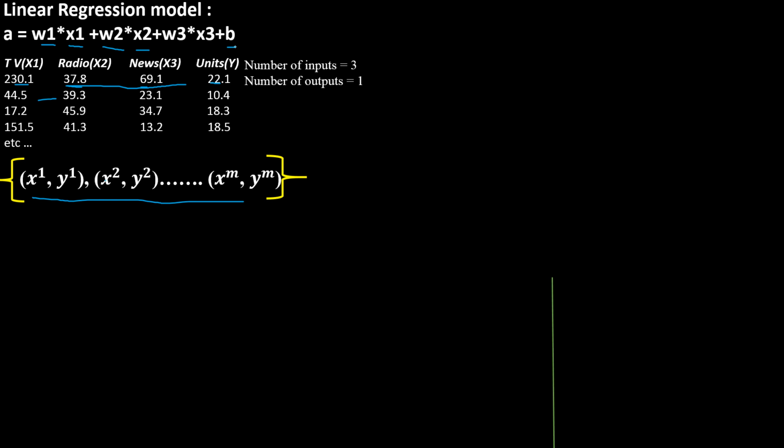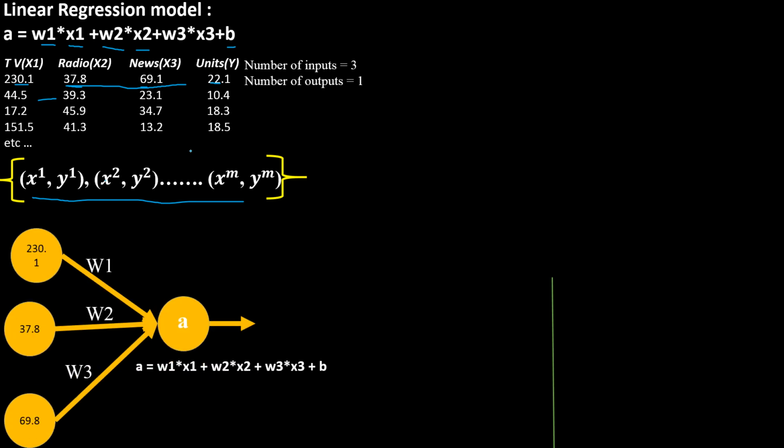So we have three inputs and one output. So our model will look something like this. So we'll have three inputs, W1, W2, W3, and then we'll have A, W1 into X1, W2 X2, W3 X3 plus B. And since we don't know all these parameters, same as simple linear regression, we'll start with choosing some random value of these parameters. Based on this random value, for each example, this model will predict a predicted value A.